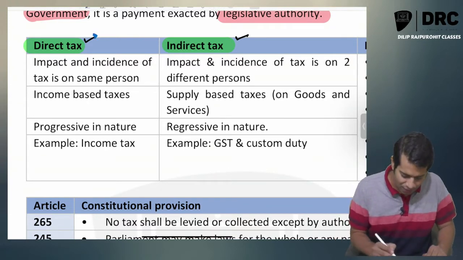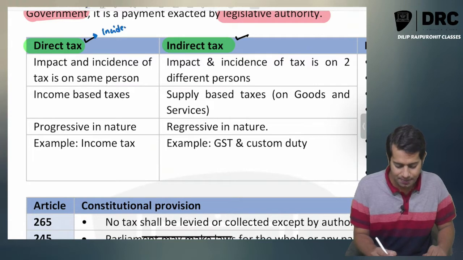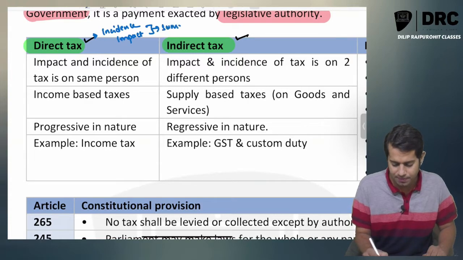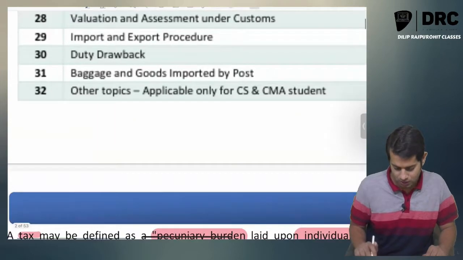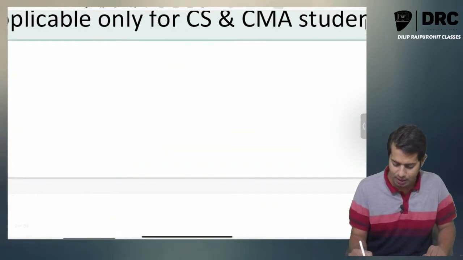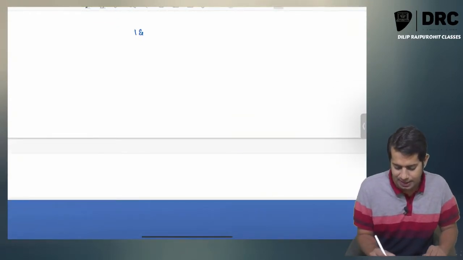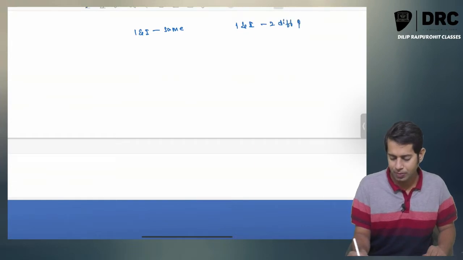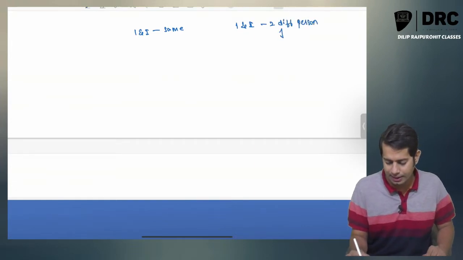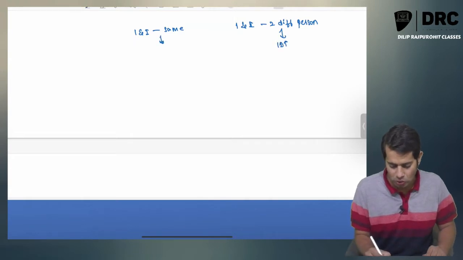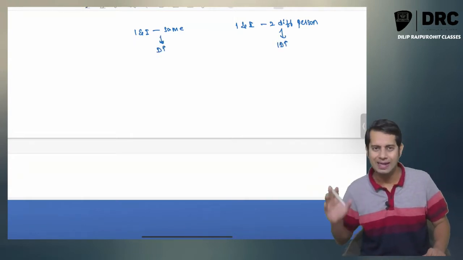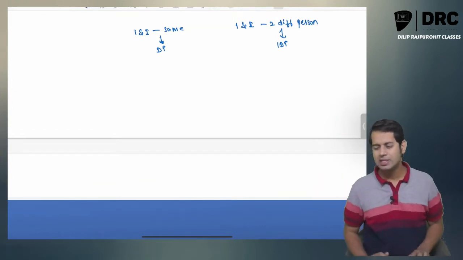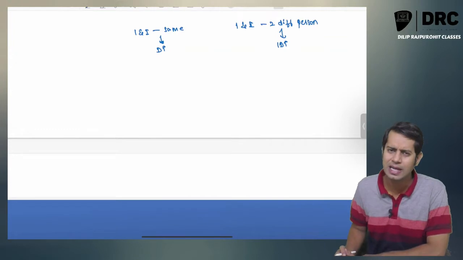See, direct tax is a type of tax wherein the incidence and the impact is on the same person. Repeat: direct tax is a tax wherein the incidence and impact is on the same person. And if the incidence and impact is on two different persons, then I call it indirect tax. I will be taking care of the indirect tax part of your syllabus, but for our normal understanding, let me just explain the difference between direct tax and indirect taxes.